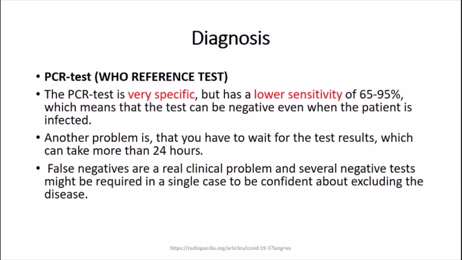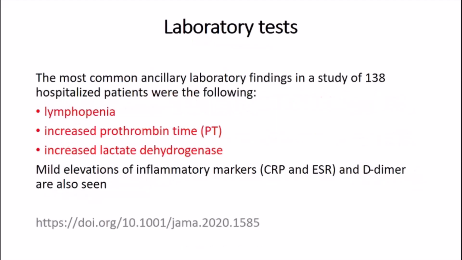To diagnose COVID-19, according to WHO, the reference test is the real-time PCR test, which is very specific but has lower sensitivity, of around 65 to 95%, which means that the test can be negative even when the patient is infected. Another problem is that you have to wait for the test results, which can take more than 24 hours, and false negatives are a real clinical problem, and several negative tests might be required in a single case to be confident about excluding the disease.